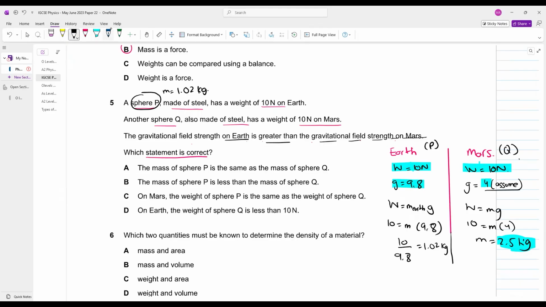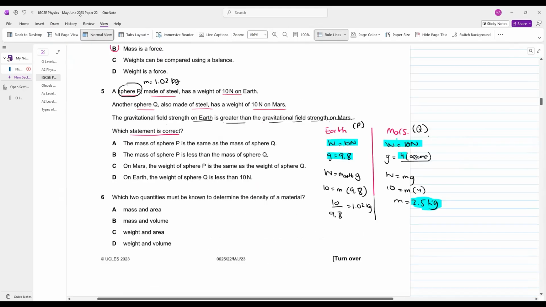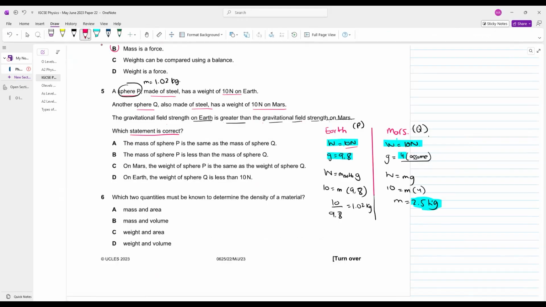वापस से समझा देता हूँ, many things here might get complicated. देखो, weight of Earth क्या है, 10, weight of Mars क्या है, 10. ठीक है, there is a sphere P on Earth जिसका weight है 10 Newton. There is a sphere Q on Mars जिसका weight क्या है, 10 Newton. Let's assume Earth पे जो gravitational field strength है वो 9.8 है. Mars has a lesser gravitational field strength than Earth, let's say 4. I calculated the masses of both P and Q. तो mass of P आ गया 1.02 kg, mass of Q आ गया 2.5 kg.